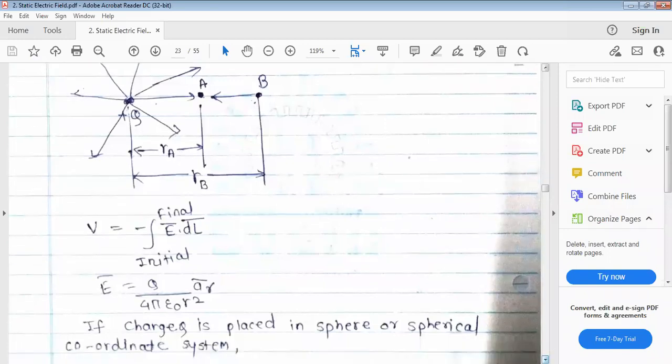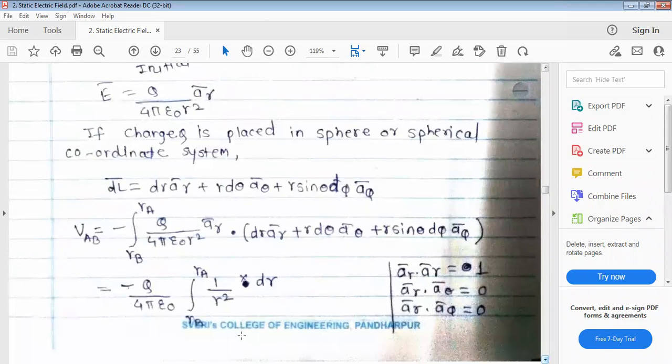Okay, so here it is equal to minus integration from the initial position. Initial is RB and final is RA, of E bar dot dL bar. E bar is Q upon 4 pi epsilon 0 R square a bar R. Okay, so write the equation for dL bar here. Now we have to take the dot product. So what is the dot product?